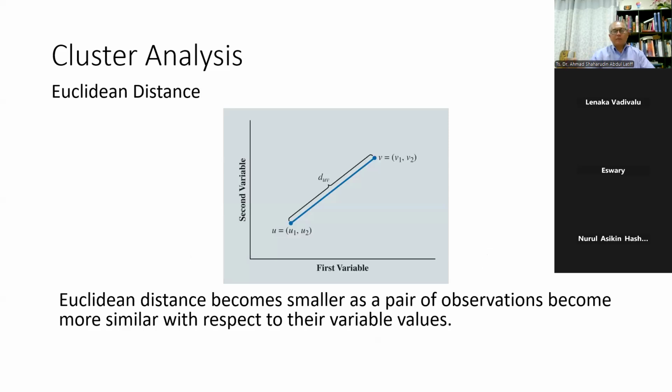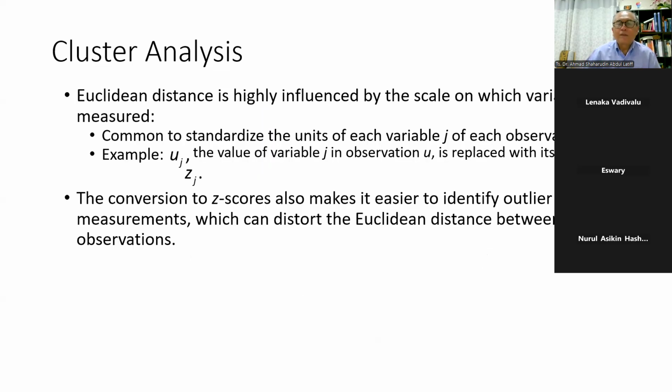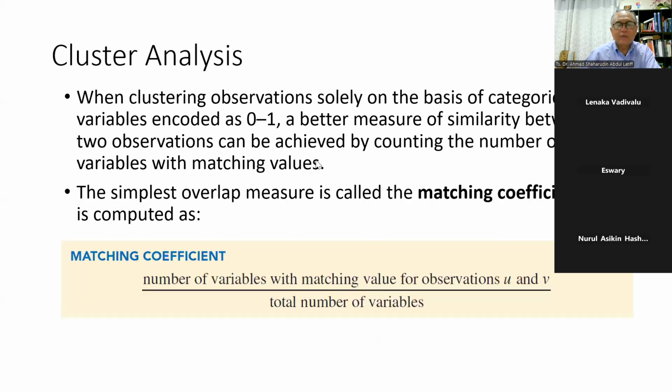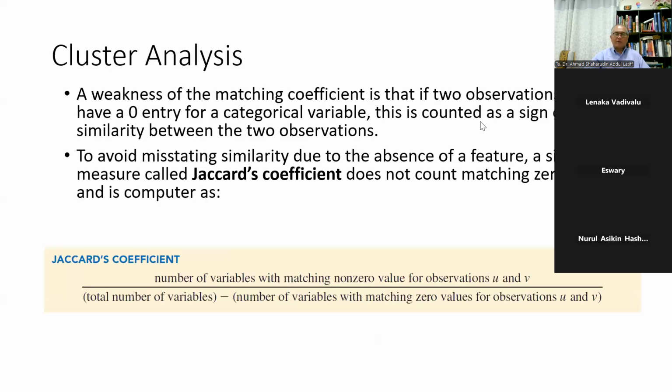Euclidean distance becomes smaller when a pair of observations become more similar with respect to their variable values. So this is what we call the Euclidean distance. Euclidean distance is influenced by the scale of the variables, so the data are standardized, but I will not go through that. Then, in order to measure categories, we can encode them using a matching coefficient between 0 and 1, or the Jaccard coefficient.